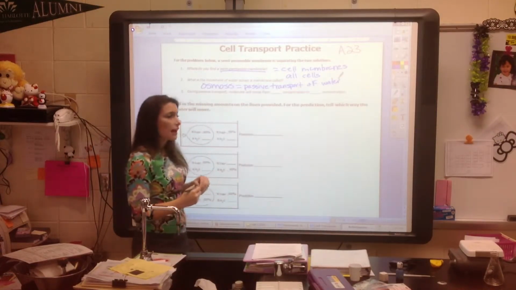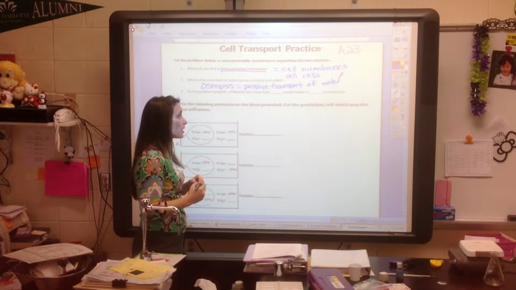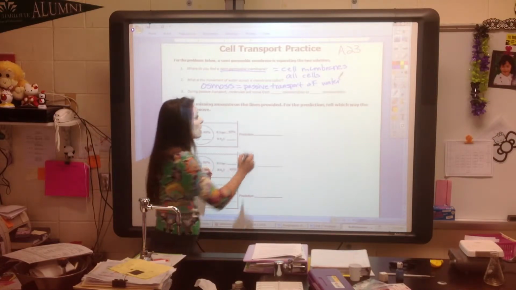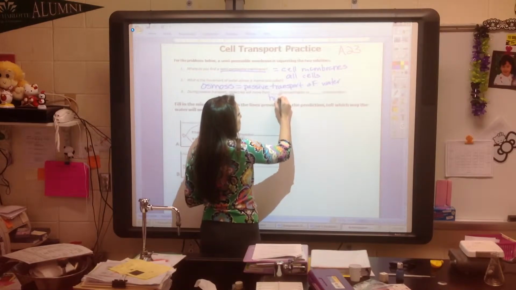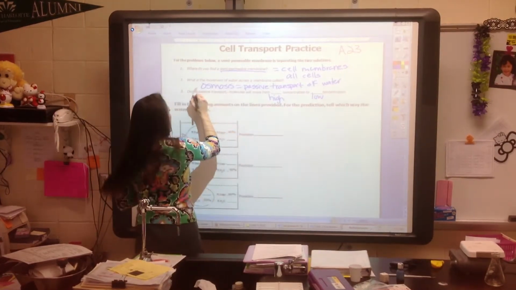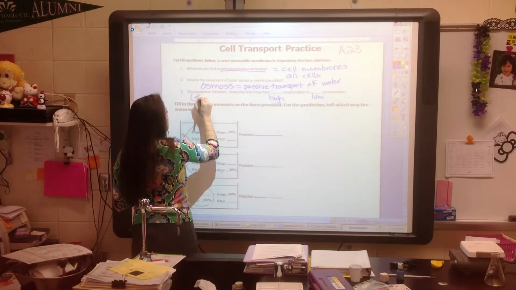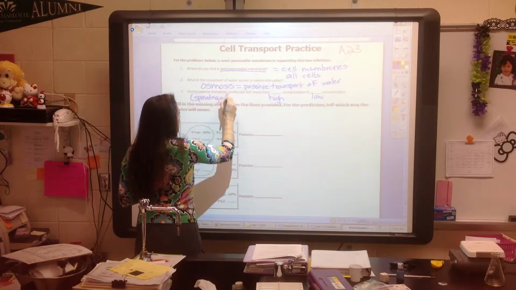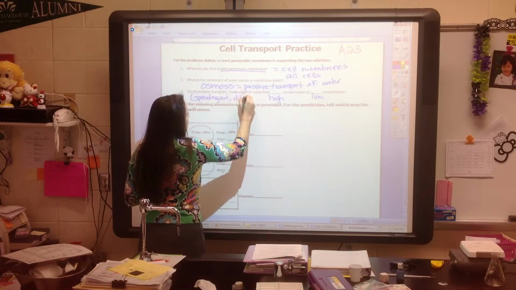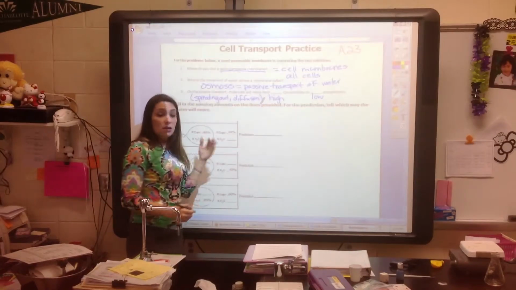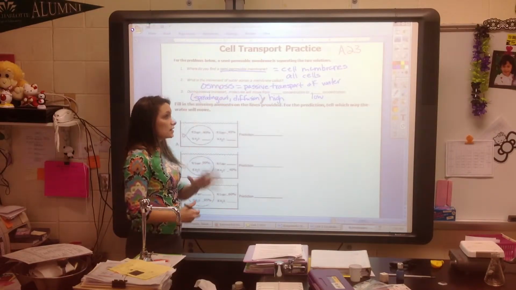And so number 3 asks, during passive transport, how do molecules move? They move in a particular pattern, and it's from a high concentration to a low concentration. And we want to add in that we also call this spreading out or diffusion. So you need to know these words and these ideas.